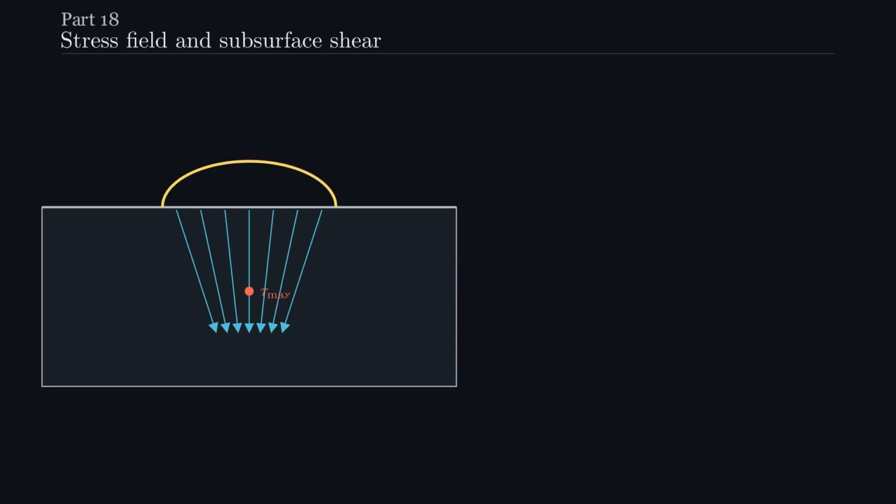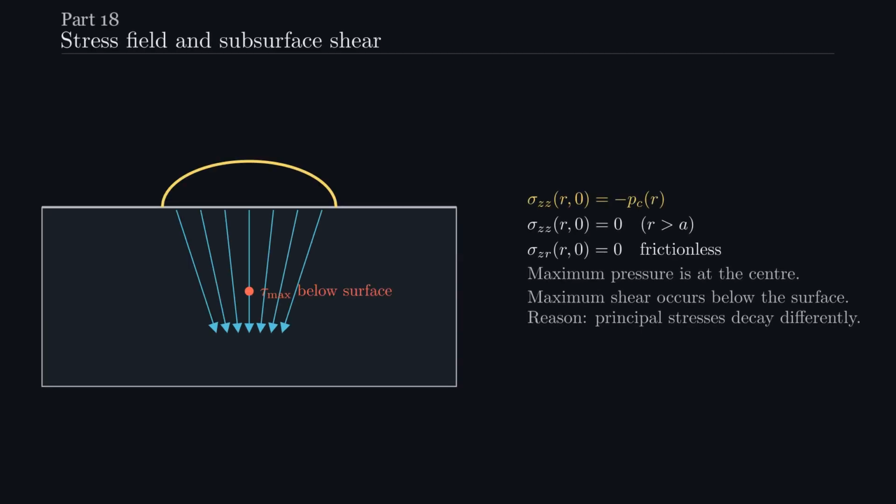The surface normal stress equals minus the contact pressure in the usual tensile-positive stress convention. Outside the patch, surface normal stress is 0. For frictionless contact, the surface shear traction is 0. Hertz stress theory shows that maximum shear is below the surface, not exactly at the point of maximum surface pressure, because the principal stresses decay differently with depth.